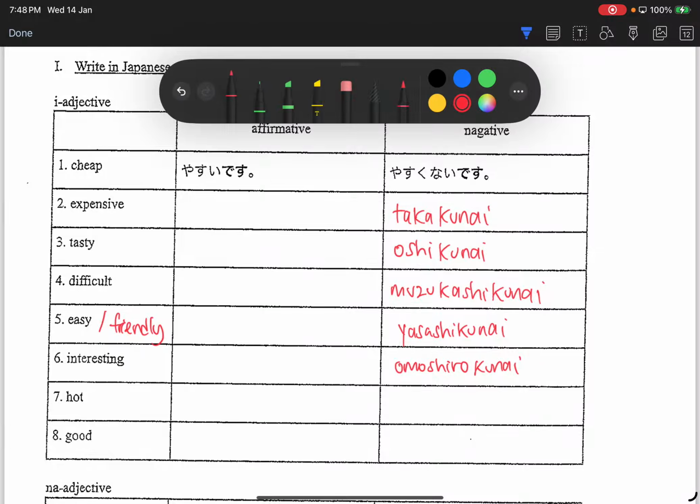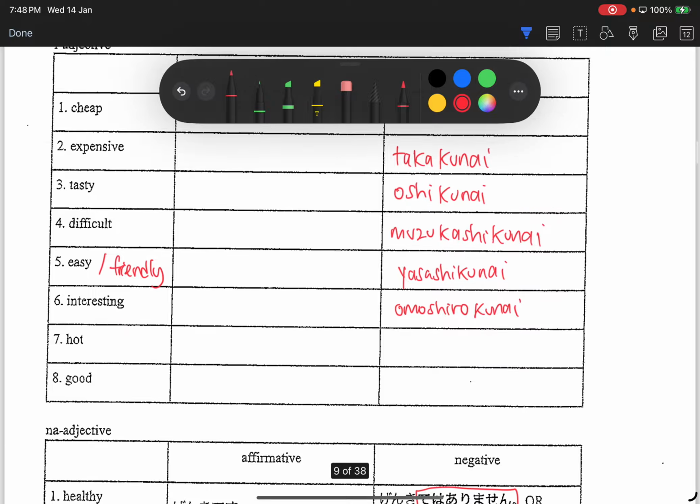Number 7, hot. Atsui desu. Negative? Atsukunai desu. Thank you. Right, we remove the last I, no more I sound already. So atsukunai desu. Number 8, good. Yoi desu. Okay. Yokunai desu. Very good.